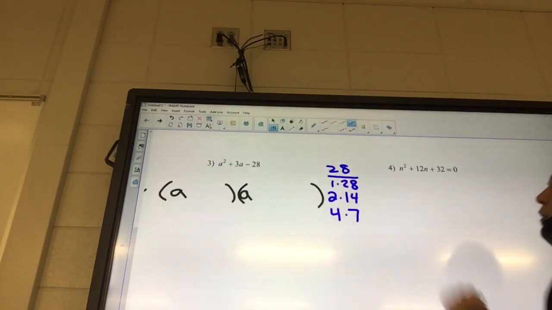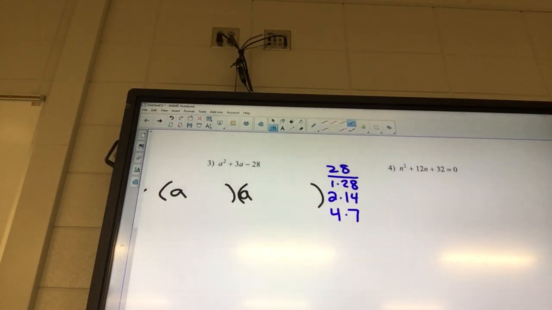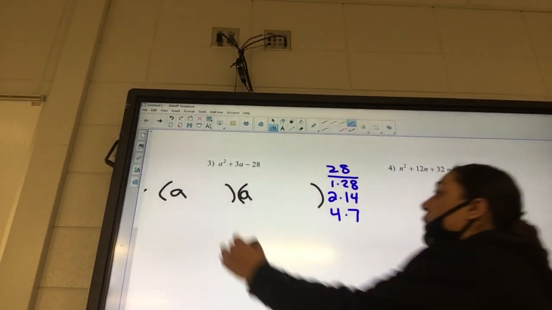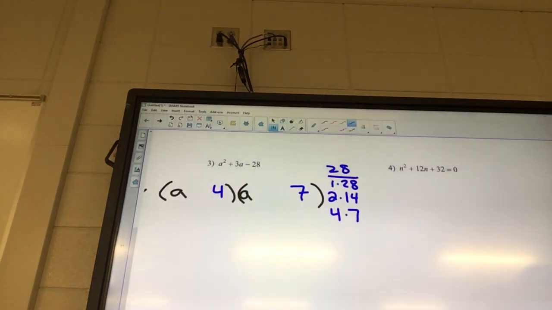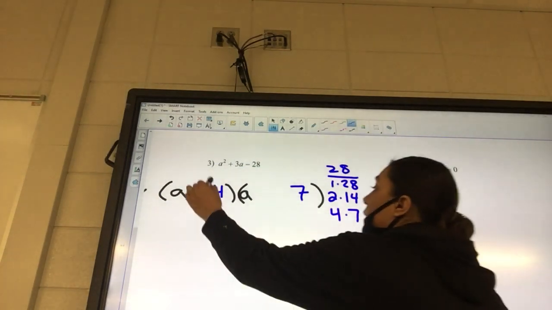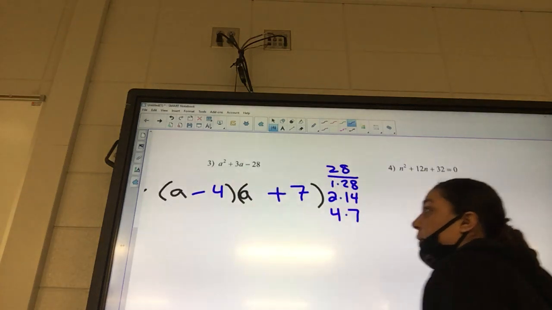So of these numbers, we need something to add or subtract to give us a what? A positive 3. So what is it going to be? A 4 and a 7, so we can put in the 4 and the 7, and I need a positive 3, so how can I make that happen? Minus 4 and a positive 7.